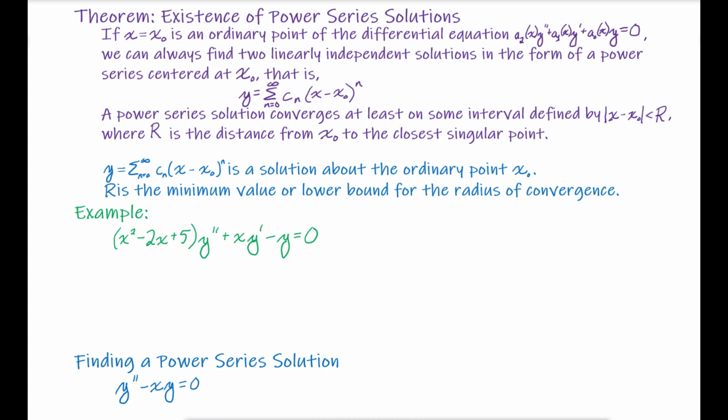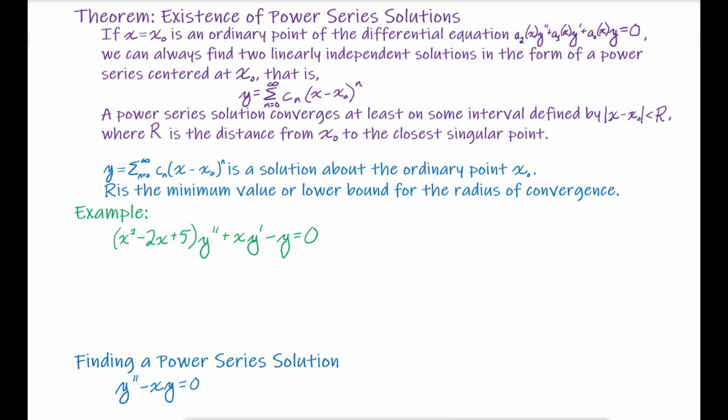So now that we can determine when a point is ordinary or not, we can talk about the existence of power series solutions. So if x equals x naught is an ordinary point of the differential equation a sub 2 of x times the second derivative of y with respect to x plus a sub 1 of x times the first derivative of y with respect to x plus a sub 0 of x times y equals 0, we can always find two linearly independent solutions in the form of a power series centered at x naught.